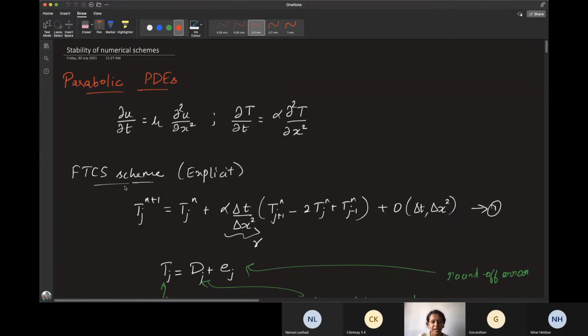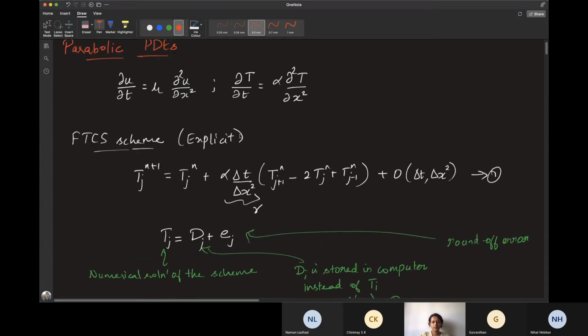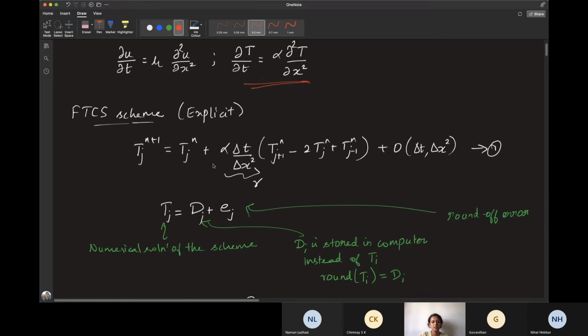I'll start with parabolic PDEs. Both are the same equations actually. This is a heat conduction equation, and this is a parabolic diffusion equation. Both are actually the same, just the coefficients and variables are different. I'll be doing it with respect to the heat conduction equation.